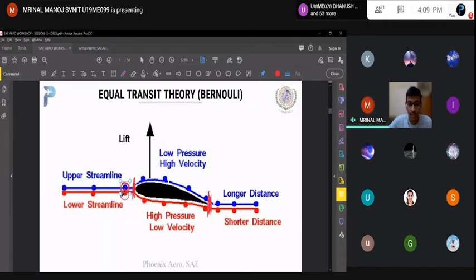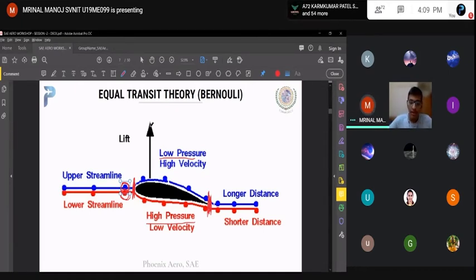Using Bernoulli's theorem, which is added to this theory, we know that Bernoulli's theory states that velocity is inversely proportional to pressure. So the velocity over here is more than what is there below. So low pressure is generated here and high pressure is generated below. Due to the pressure difference, there is lift production. That's what the equal transit theory states.